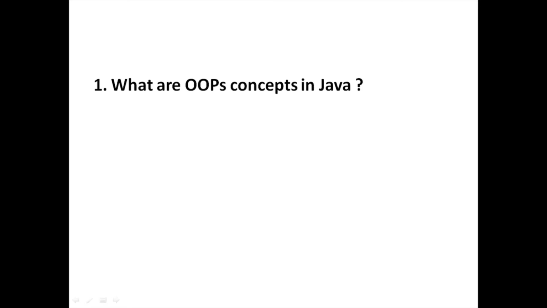The first question she asked me is, what are OOPS concepts in Java? The answer is you can tell abstraction, inheritance, encapsulation, and polymorphism. These are the 4 pillars available in object-oriented programming. The next question is to write a program to reverse a string. She gave me a particular string and asked me to reverse it. So these 2 questions are from core Java only.